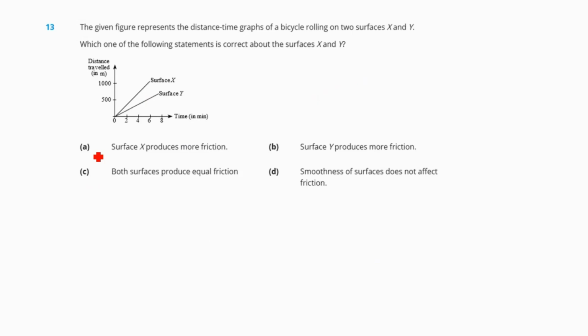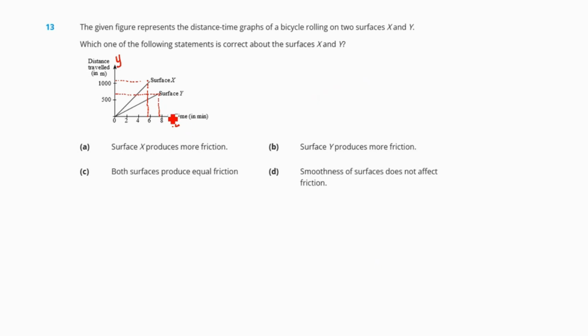Question number 13. The given figure represents a distance time graph of a bicycle rolling on the two surfaces x and y. Which one of the following statements is correct about the surfaces x and y? So in the x-axis we have the time in minutes and in the y-axis we have the distance traveled in meters. So this is surface x and this is surface y. If you see, through the surface x, the cycle is moving a greater distance in a shorter time. And through the surface y, it is moving a lesser distance and taking much higher time than x, right? So what can be the possible reason here?